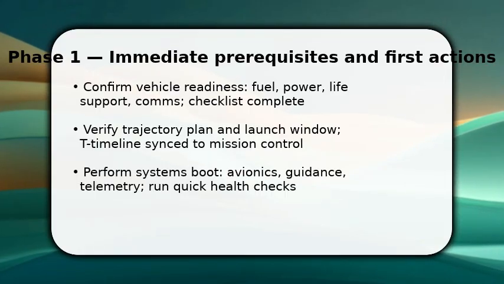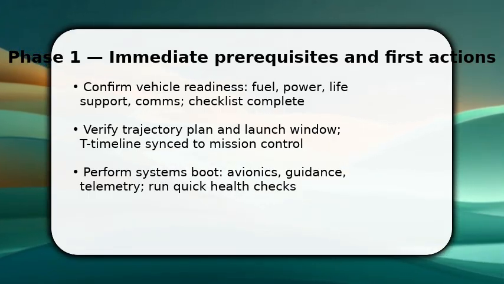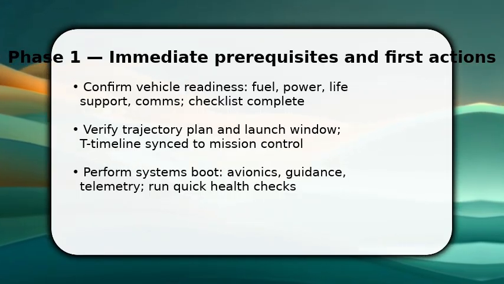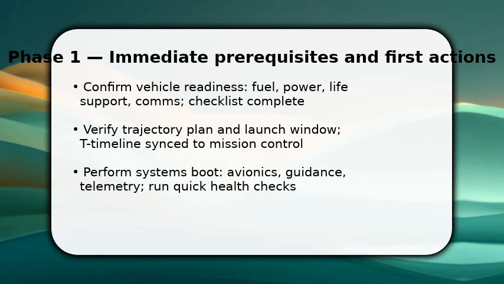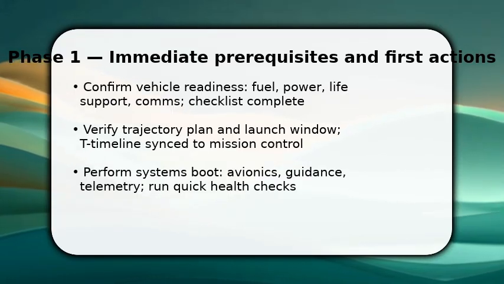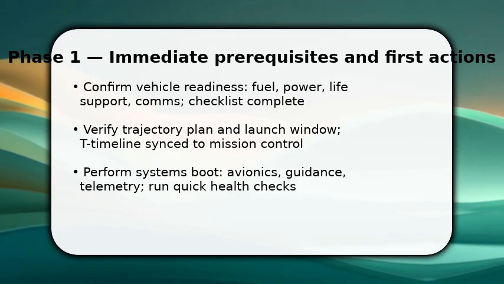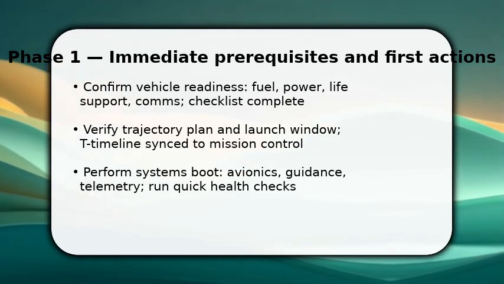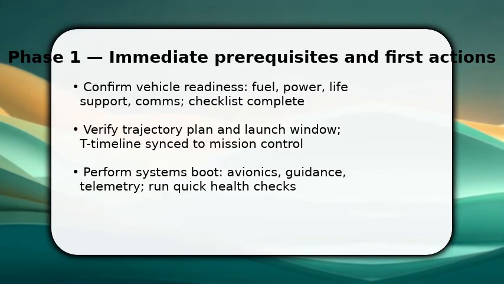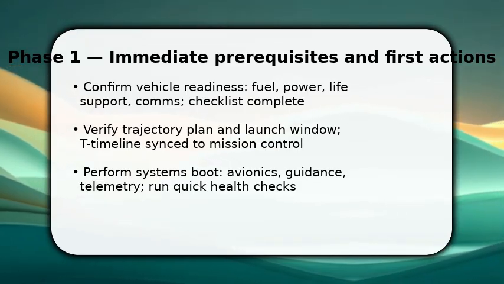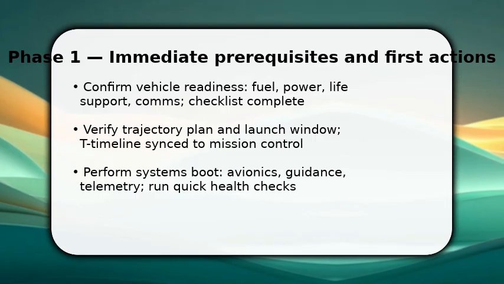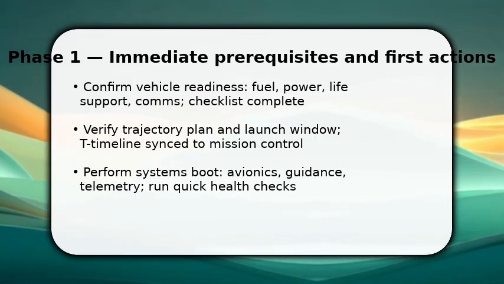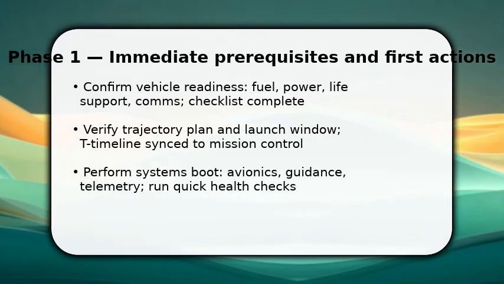You begin by confirming essential prerequisites: fuel levels, power margins, life support integrity, and a cleared comms link. Once done, load the approved trajectory into guidance and sync the launch window with mission control so timing matches orbital mechanics. Make sure avionics and telemetry are booted and pass quick health checks. This is the first actionable step you take. Follow the checklist strictly because an overlooked sensor can force an abort, and you need a clean baseline before ignition.